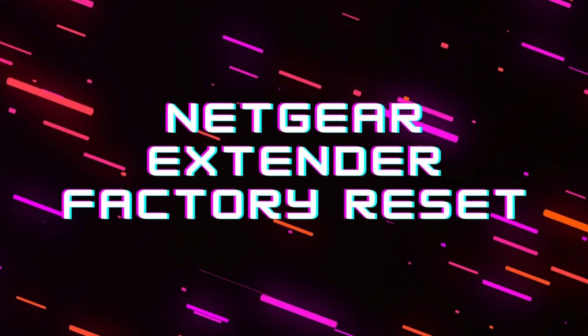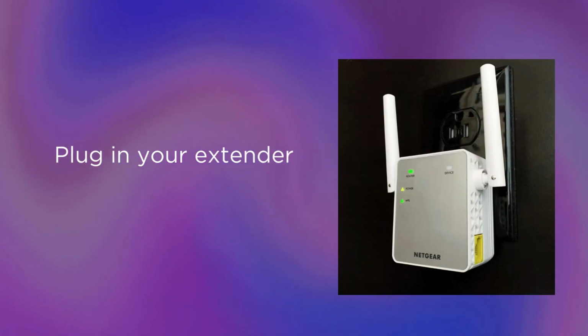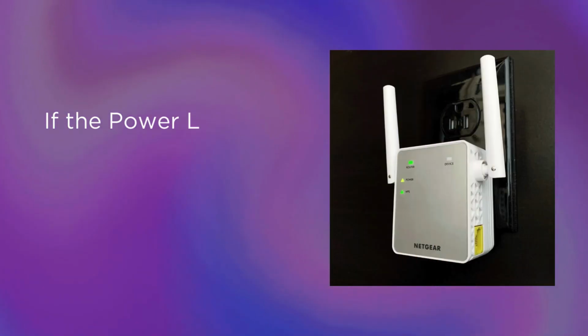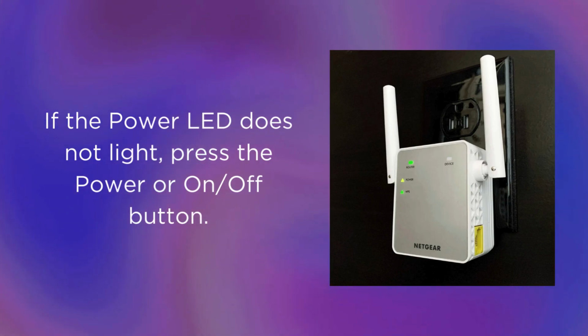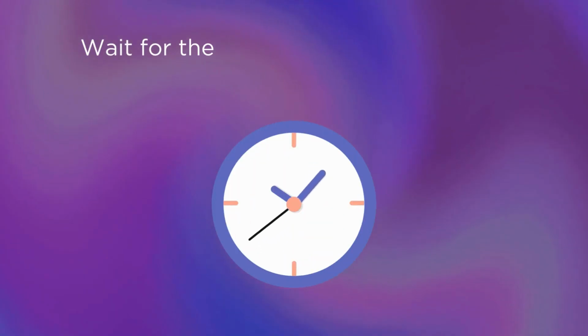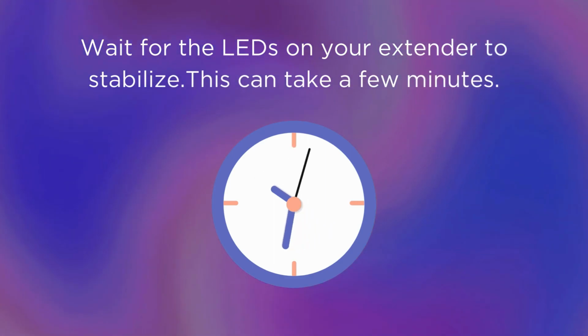Netgear Extender Factory Reset. Plug in your extender. If the power LED does not light, press the power or on/off button. Wait for the LEDs on your extender to stabilize. This can take a few minutes.